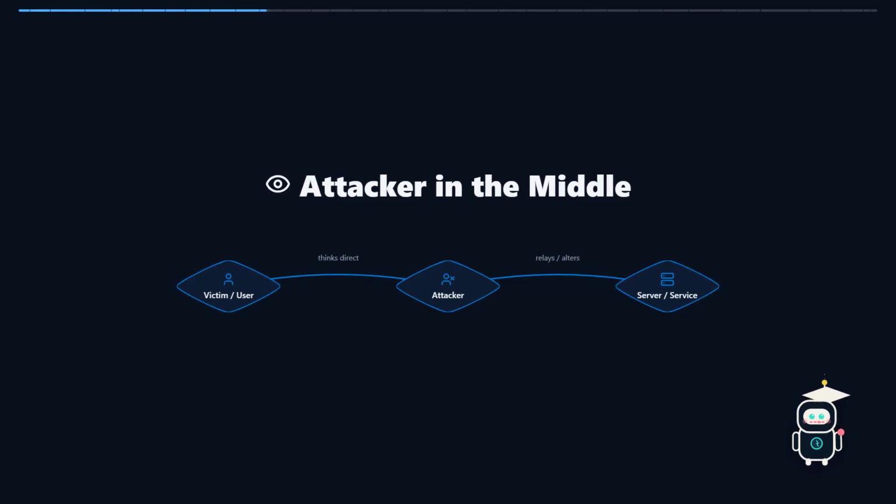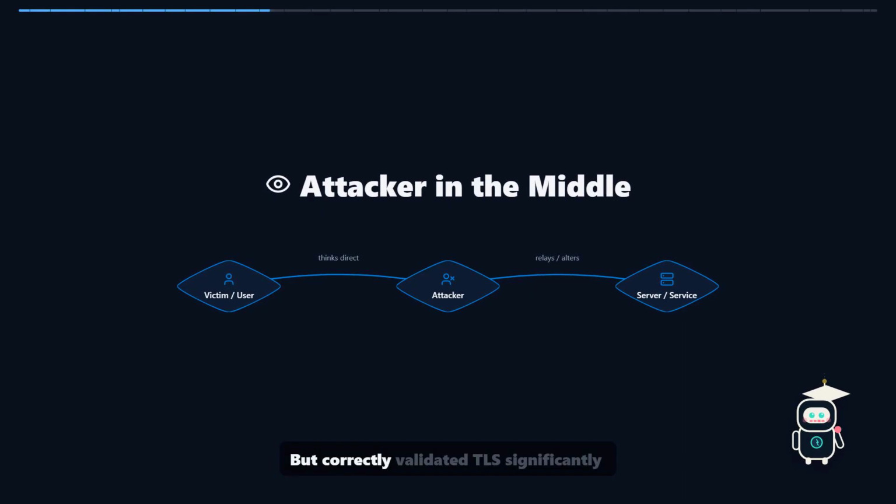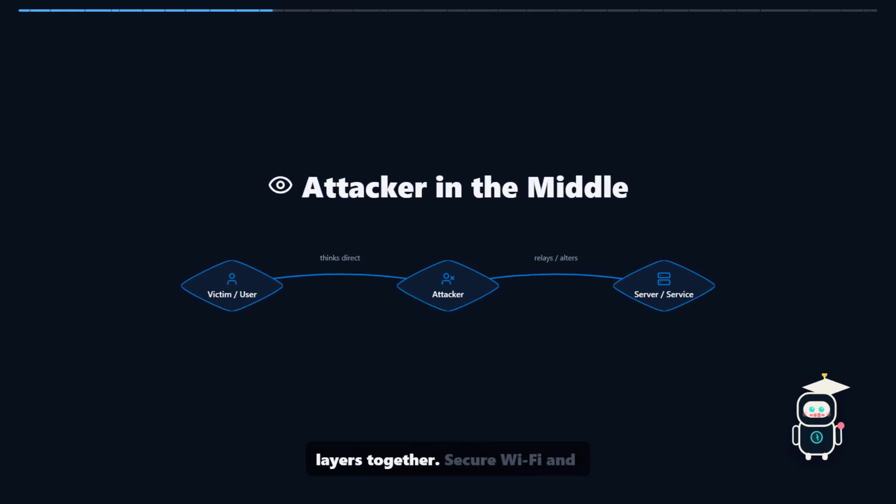On an untrusted local network, an attacker might attempt to redirect traffic using ARP spoofing, a rogue access point, or malicious network configuration. But correctly validated TLS significantly limits what a network position attacker can read or change. That is why defenders use several layers together.